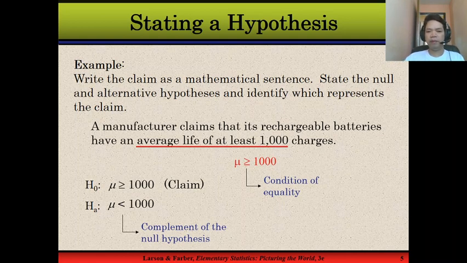So, ganun lang kasimple. Ta-translate lang natin yung verbal statement into a mathematical statement using the symbol greater than, less than, not equal to, and so on. Okay? And always remember na yung alternative hypothesis is the complement of the null hypothesis.